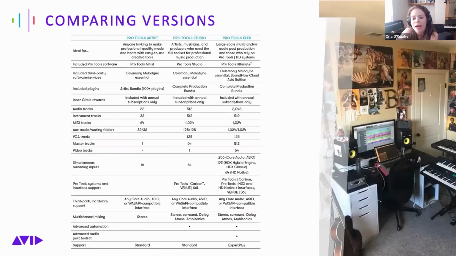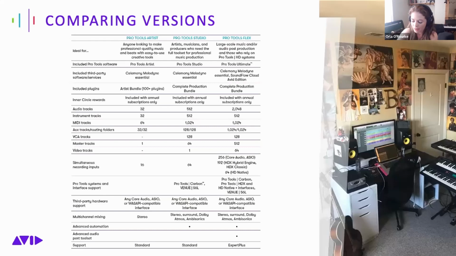Here you can see a comparison of what comes with each version, including the specific Pro Tools software, the various track counts, included content, and also the multi-channel mixing support for each version. There are comparison charts also available on the Avid website for anyone that wants a more detailed look. And there's a dedicated what's included section that goes through each version as well.